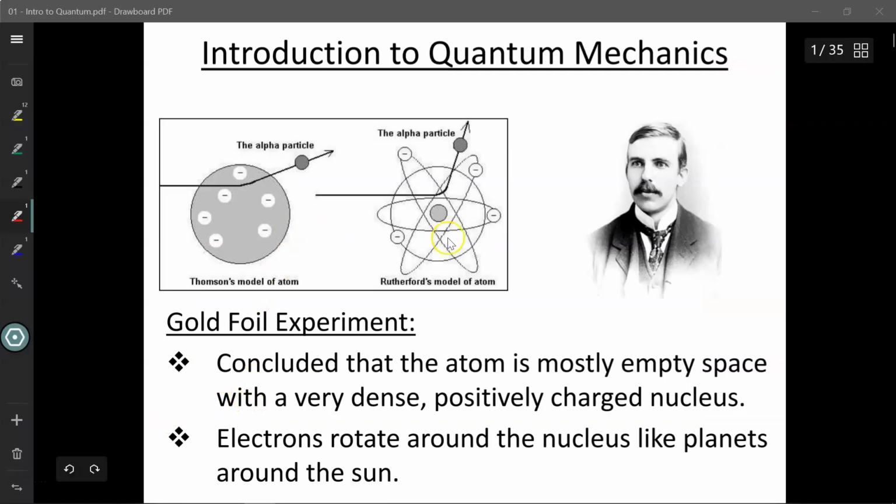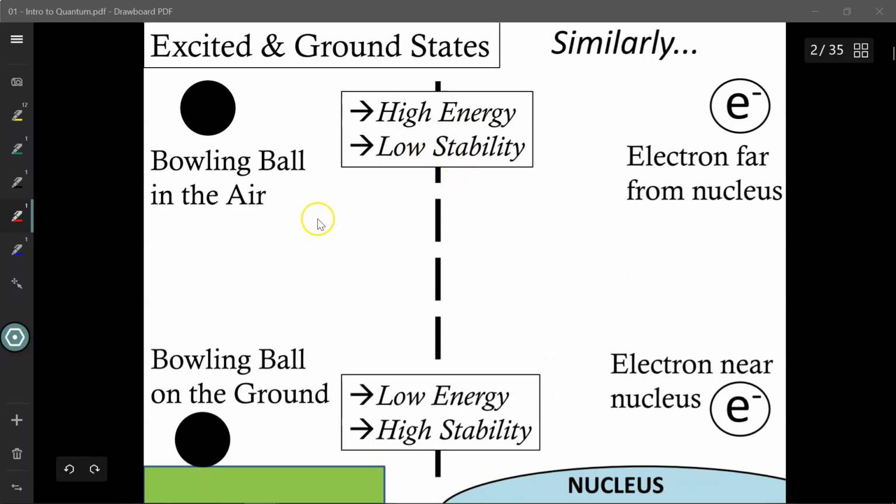And so the gold foil experiment concluded that the atom is mostly empty space with a very dense, positively charged nucleus at its center. Instead of being embedded in a positive mass, the electrons instead orbited around the nucleus like planets around the sun. Now, before we go ahead, I need to do a quick little detour so we can talk about excited versus ground states.